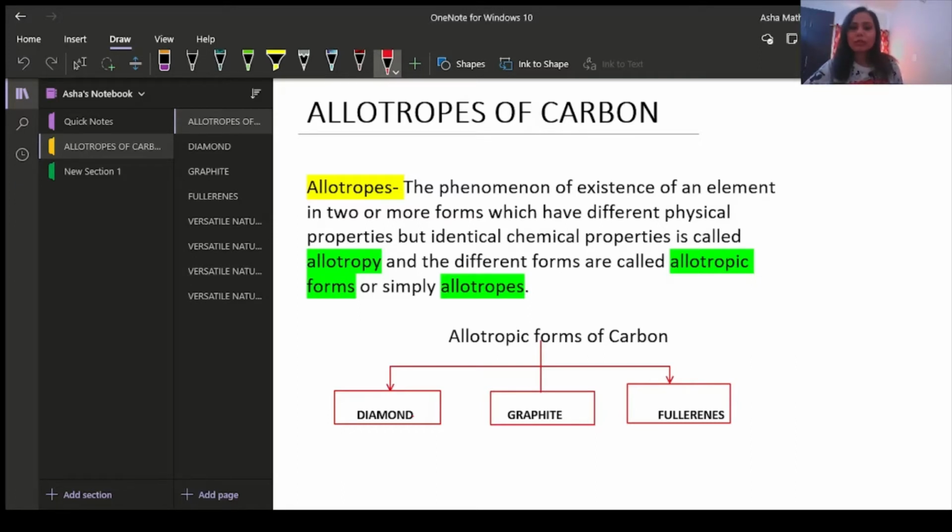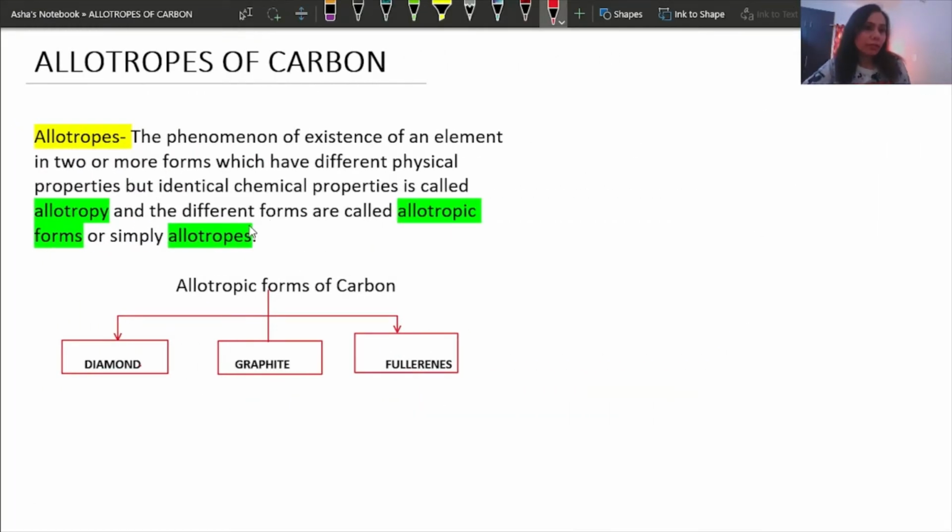First of all, we will try to understand what we mean by the term allotropy and what allotropes of carbon are. Now, whenever an element exists in more than one form which have different physical properties but similar chemical properties, then all those forms are called allotropic forms or allotropes, and this property is called allotropy.